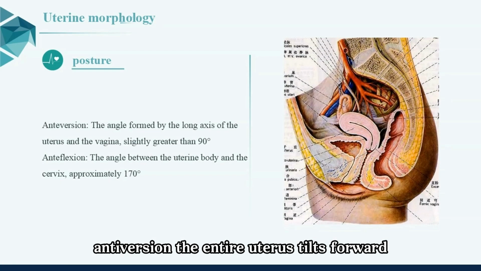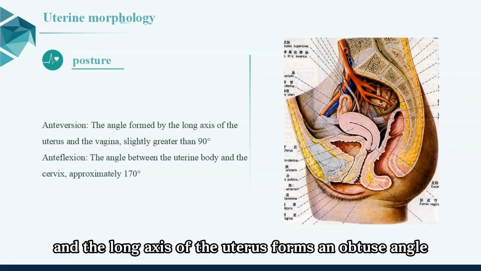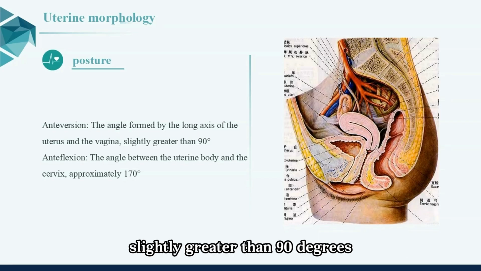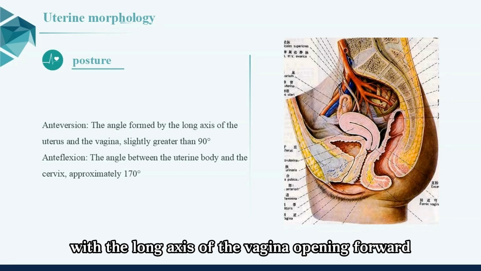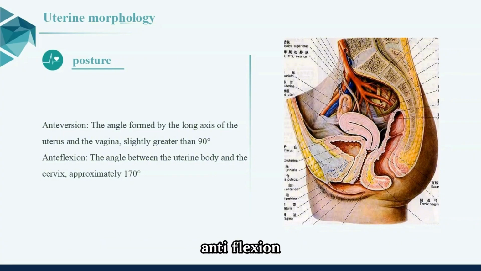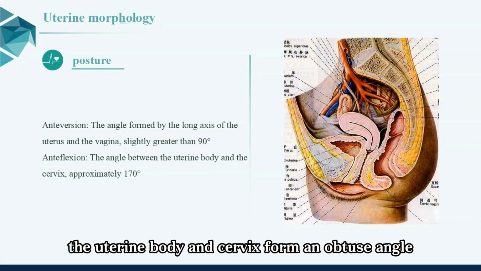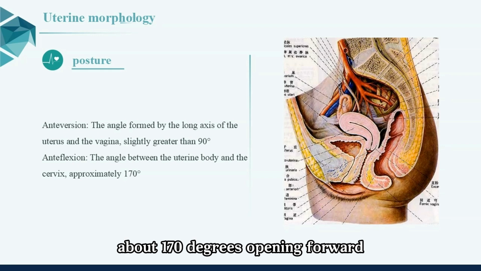The entire uterus tilts forward, and the long axis of the uterus forms an obtuse angle, slightly greater than 90 degrees, with the long axis of the vagina opening forward. Anteflexion: the uterine body and cervix form an obtuse angle, about 170 degrees, opening forward.